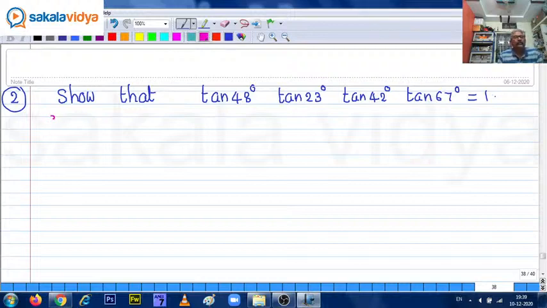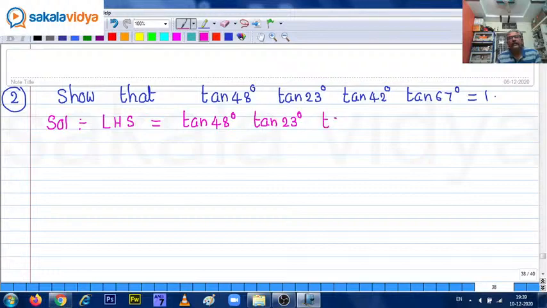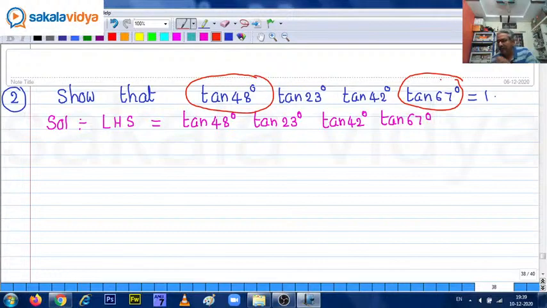So now take the left hand side, LHS: tan 48, tan 23, tan 42, tan 67. So my dear children, you remember one thing. We need to change tan 48 in terms of cot. Tan 67, we need to change these two angles. First, let us change it. So now we can write like this.